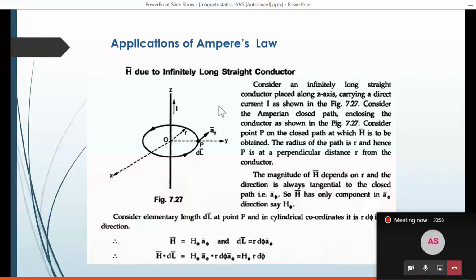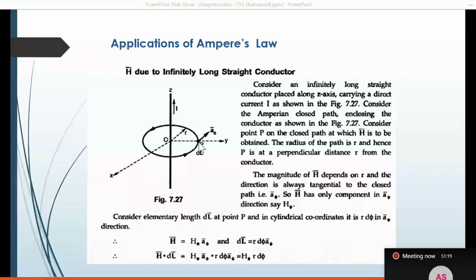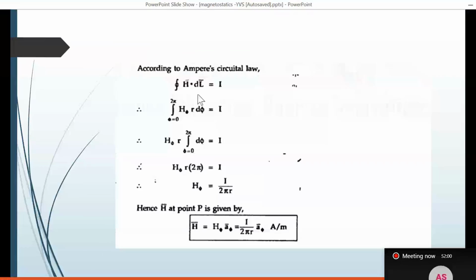And this component a phi of H is nothing but H phi, as we saw earlier. So consider this elementary length dl bar of this path at point P in the cylindrical system. This dl is given by r d phi in the a phi direction. So H becomes H phi into a phi cap, and dl is equal to r d phi into a phi cap. So H bar dot dl bar is equal to H phi a phi cap dot r d phi a phi cap. So a phi dot a phi is 1. It will give us H phi into r into d phi.